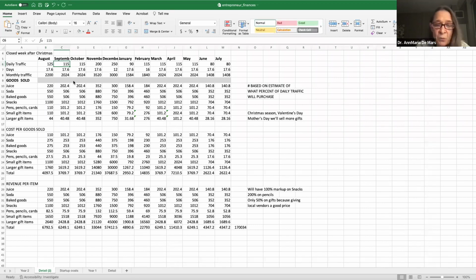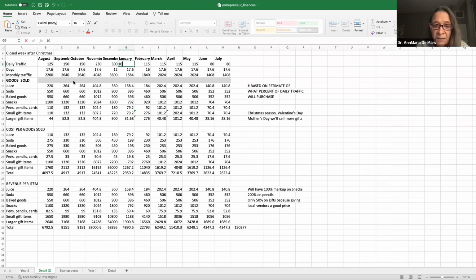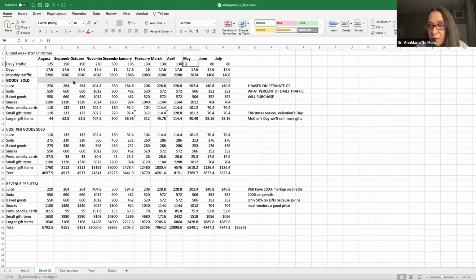Let's see if we just went through and increased this a little bit. I mean, not a lot, but just a little bit. What difference would that make? I'm just going to go in and increase this about 15% every month. So it's not precise, but let's say an average of 15% if we could increase the traffic coming in. Would that make a difference?